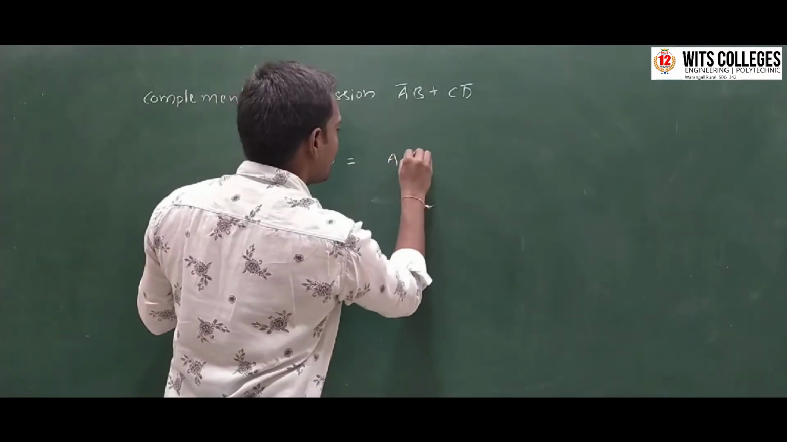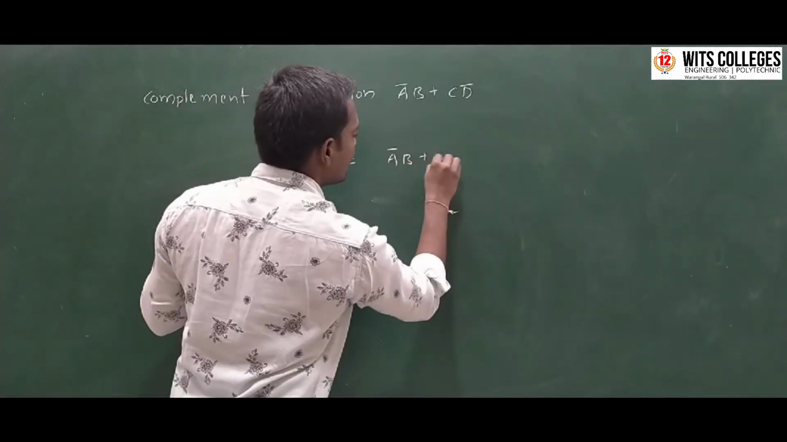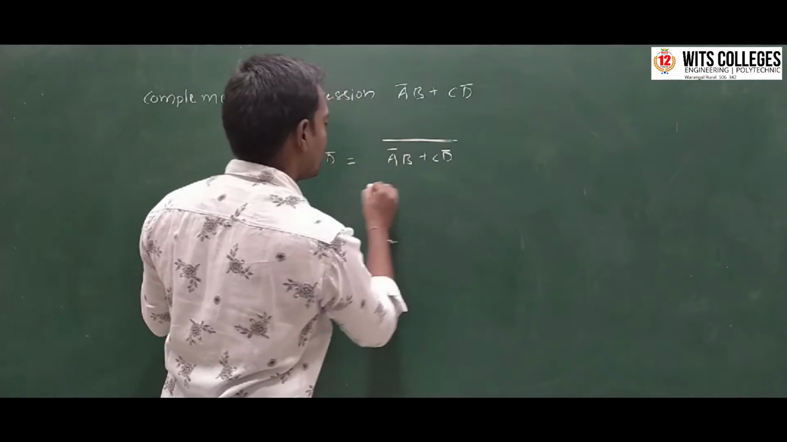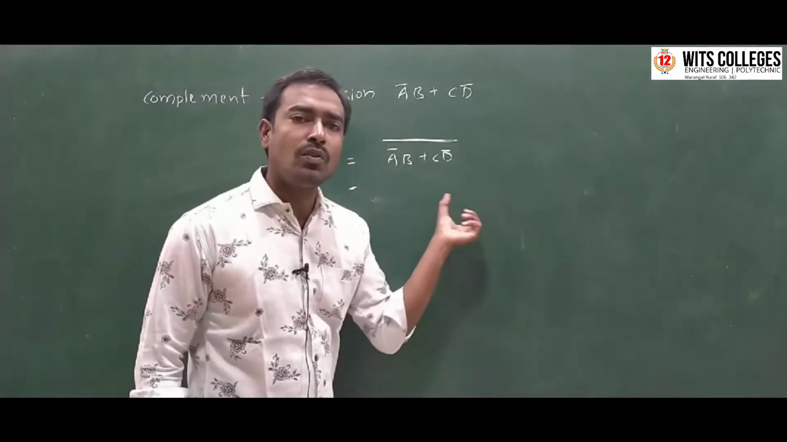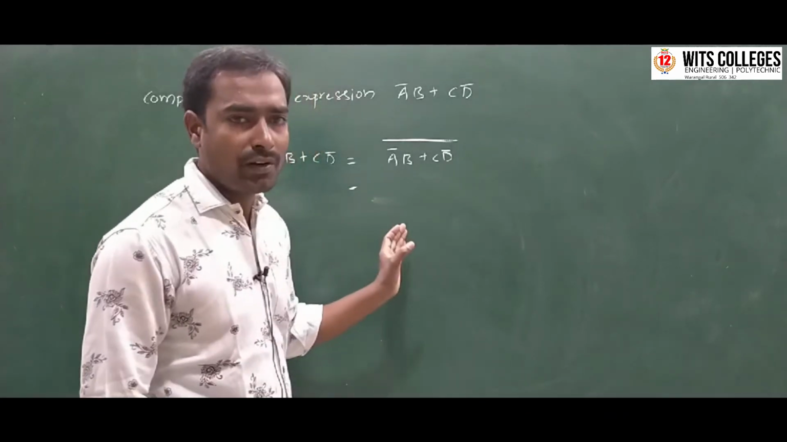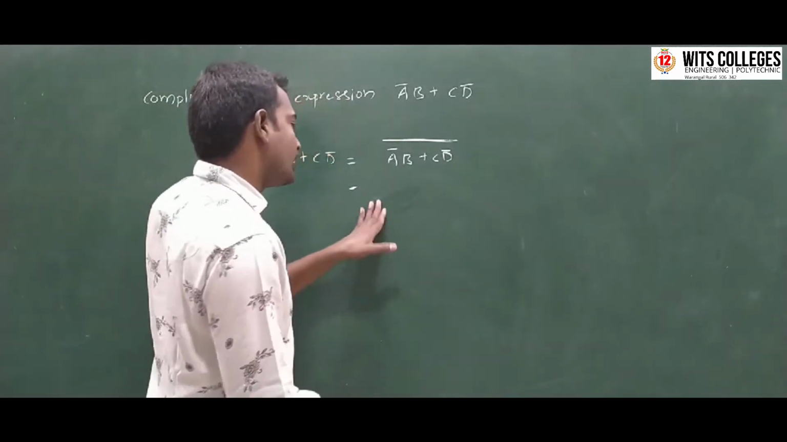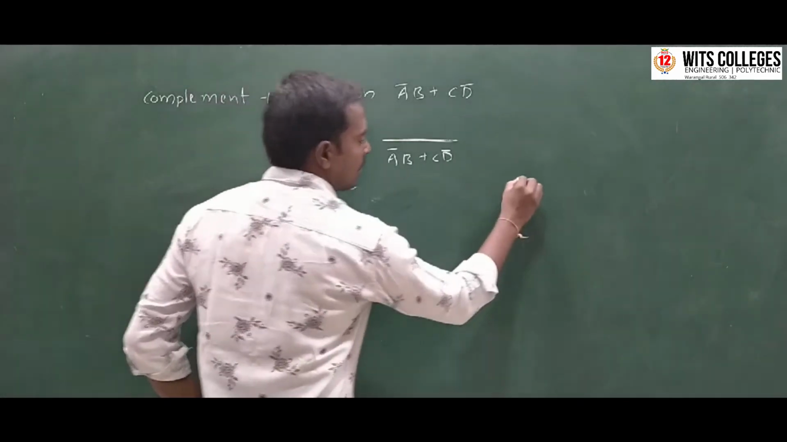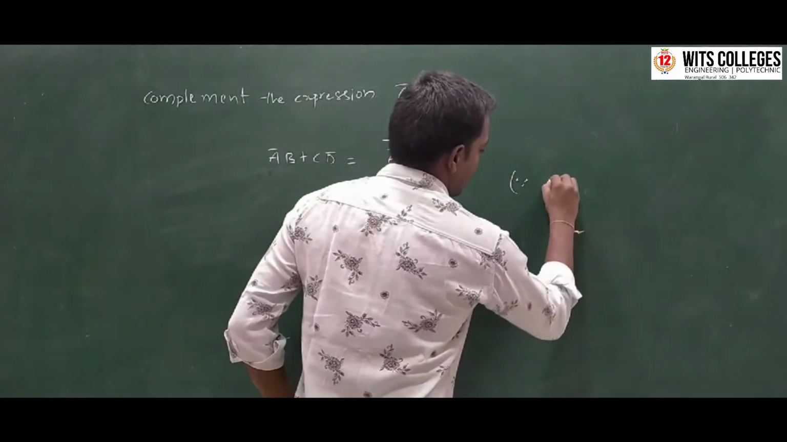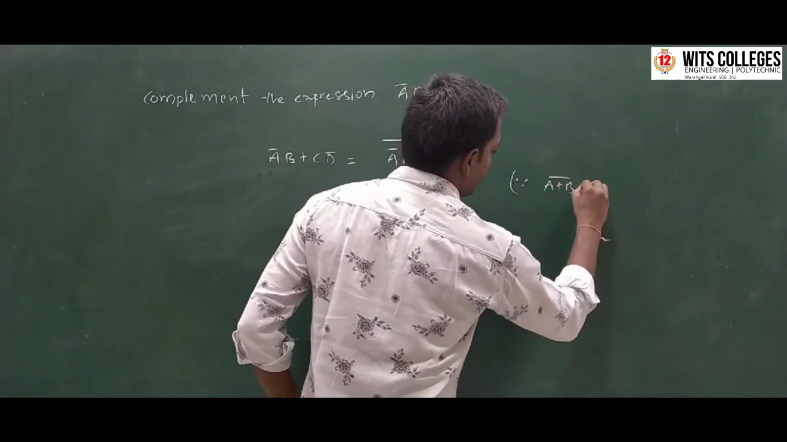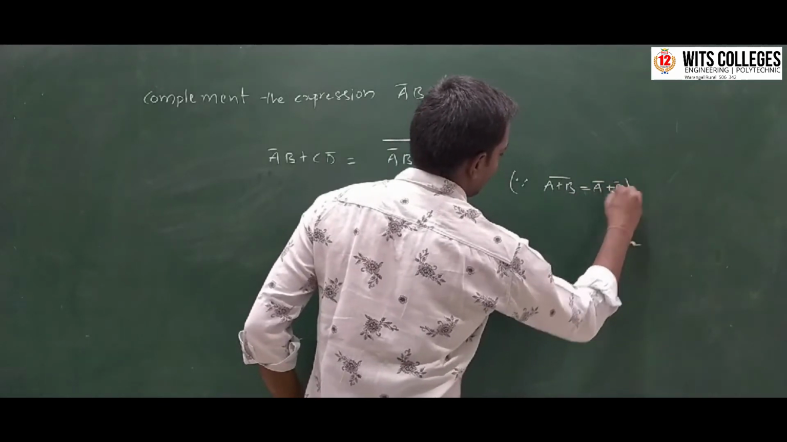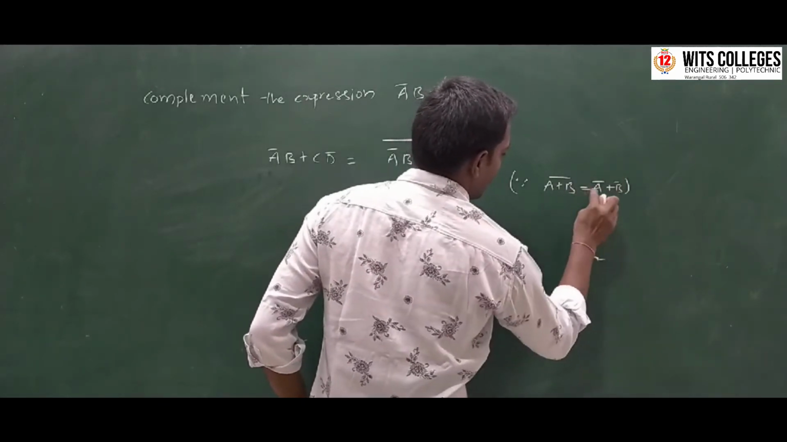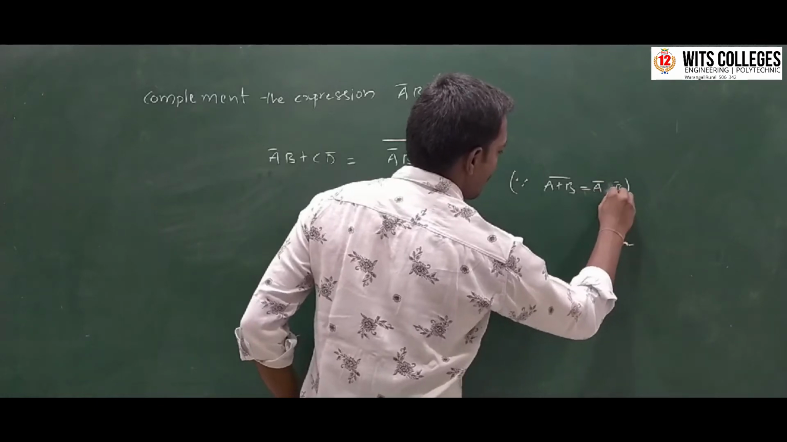Then we will get A bar B plus C into D bar whole bar. Okay, we have a Boolean law: A plus B whole bar can be written as A bar into B bar. So here we have a formula, that is A plus B whole bar is equal to A bar into B bar.